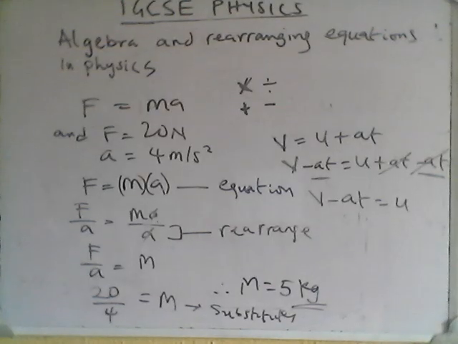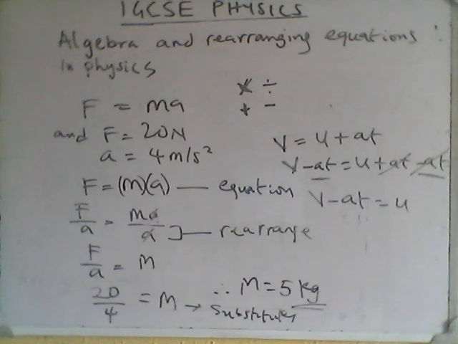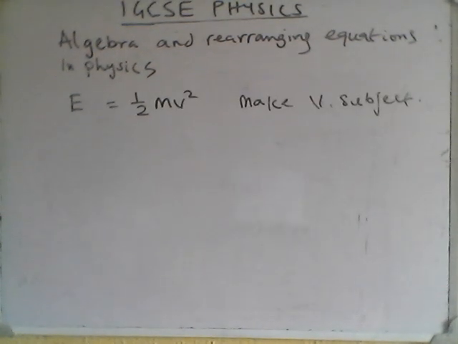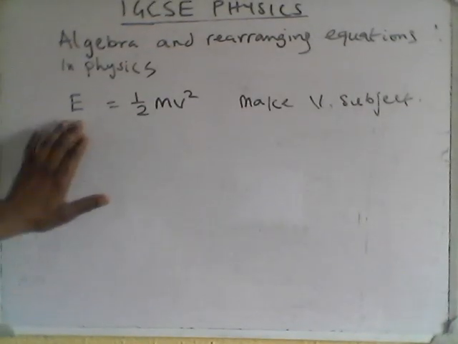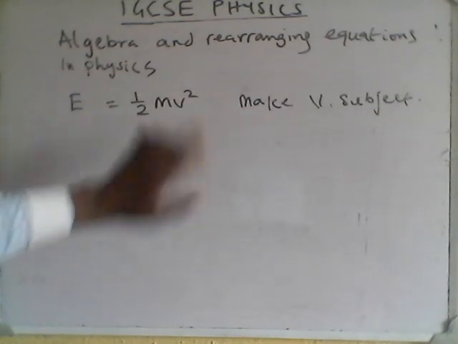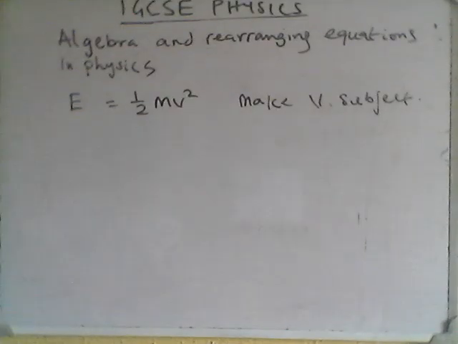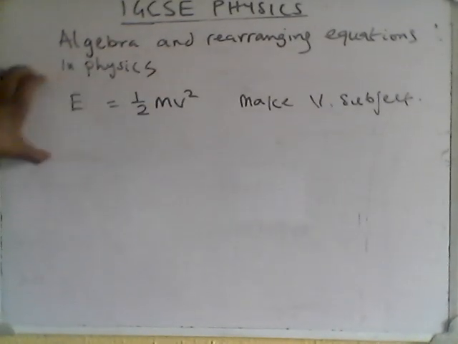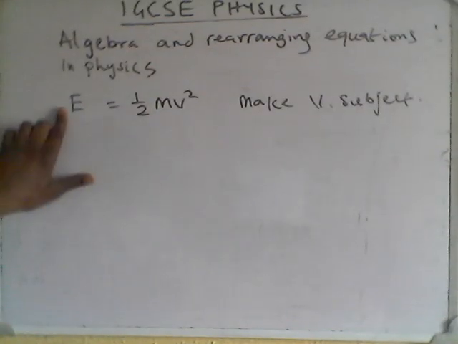Okay. So let me also give another example of how to make a subject of a formula. Let's get another complex or slightly complex formula. So I have on the board E is equals to half mv squared. Make v subject. Now this is the question, this is the formula. This formula is known as the energy formula. That is the kinetic energy formula.